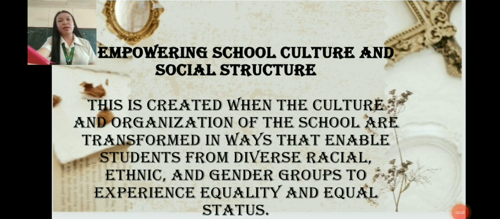Empowering school culture and social structure is to cultivate a positive school climate and promote equity, diversity, and collaboration, leading to better educational outcomes and personal development for all students. By creating empowering school cultures and social structures, schools can help students develop a sense of agency, confidence, and resilience, and also promote collaboration and mutual respect within the school community. That's all. Thank you.